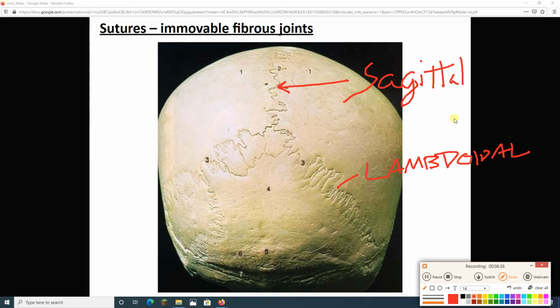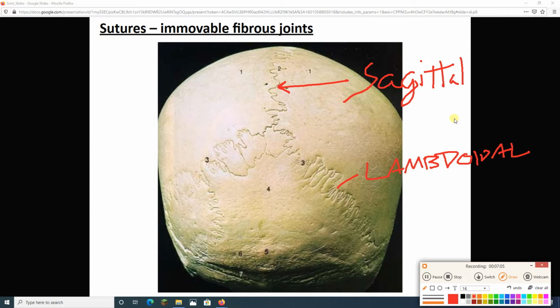Now, why have immovable joints? Well, if it doesn't move, it is going to be strong. These sutures are protecting our brain. We don't want any movement because movement would create weakness and that would not be as protective. So, we're sacrificing movement for stability. And we'll do the flip side of that. We'll sacrifice stability for movement later on.